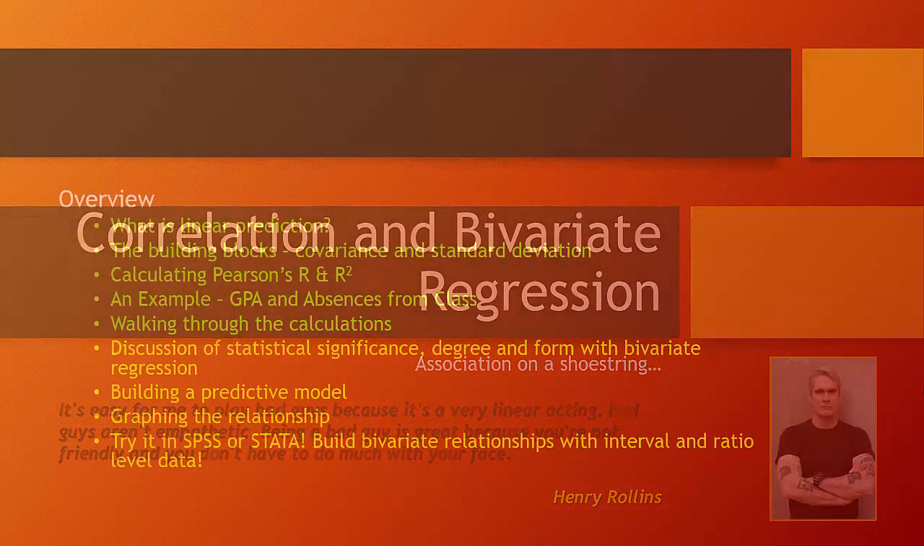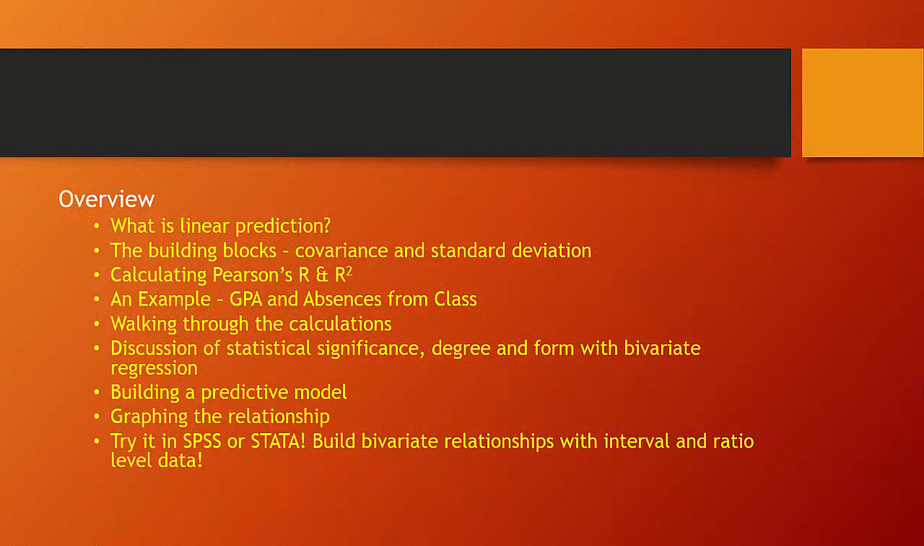Let's begin. So we're going to talk about linear prediction generally. We'll look at the building blocks, covariance and standard deviation. We're going to calculate Pearson's R and R squared. We'll go through an example. We'll walk through all the calculations discussing statistical significance, degree, and form with bivariate regression. We'll build it as a predictive model, graph the relationship.